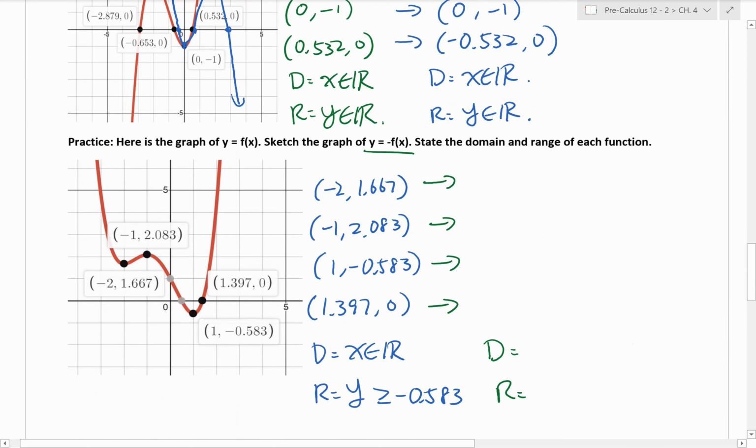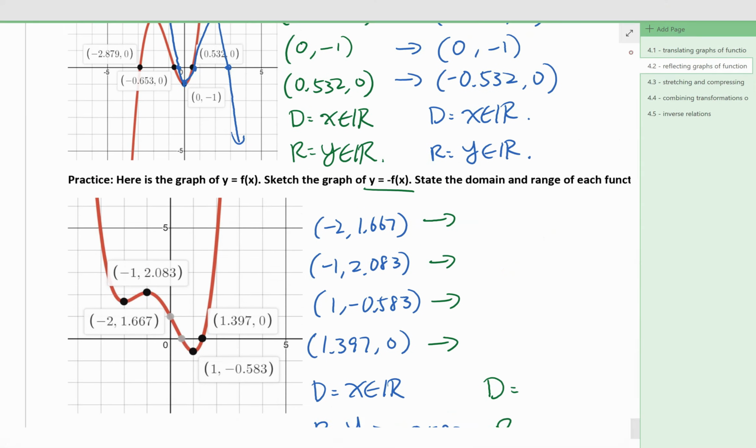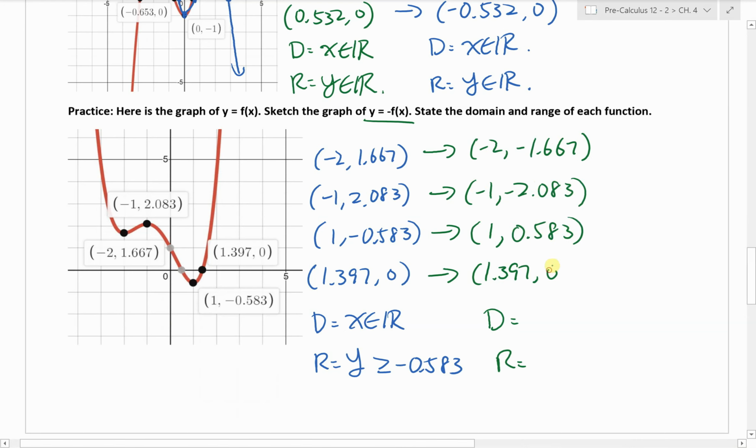Hopefully you got that. For this practice question, we are now making the y values negative, so all the x values will remain the same. Now let me change it to green. All the x values remain the same: negative 2, negative 1, positive 1, 1.397. The y values are going to be the negative of what it was, so negative 1.667 now, negative 2.083, positive 0.583, 0 remains 0. Okay, so now we can plot.